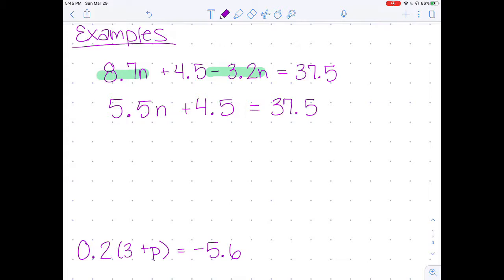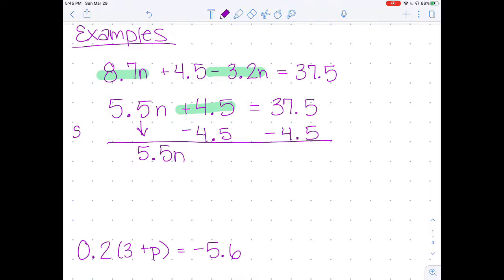Okay, now step two, start at S. So S, subtract or add. Well, right here I've got addition, and I know that step three says I need to do the opposite operation. So instead of add, I'm going to subtract 4.5. And I have to do it on both sides of the equal sign. So now 5.5n, we didn't change that, so we're going to bring it down. Positive 4.5 minus 4.5 cancels out. So it equals 33. But we're trying to get n by itself, so we need to keep going.